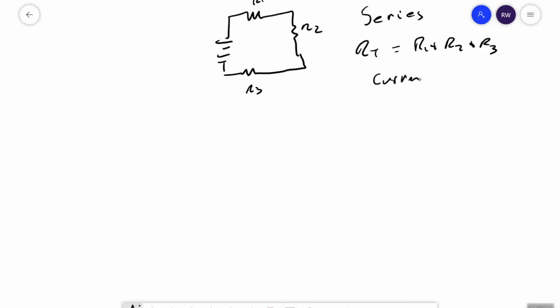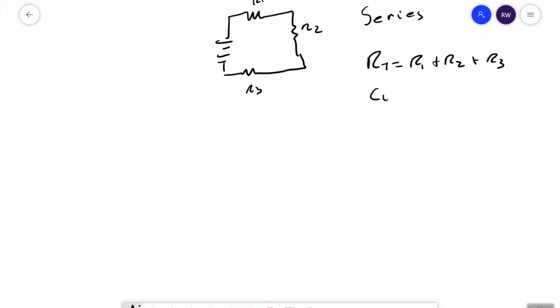Current flows evenly through. Boy, I've got to learn how to write. I get in a hurry. R total is R1 plus R2 plus R3. The current is the same through all elements.